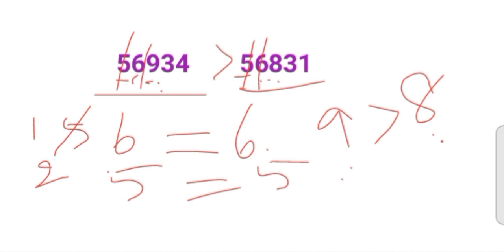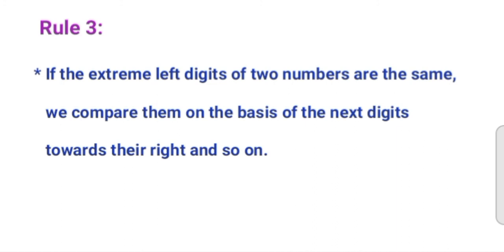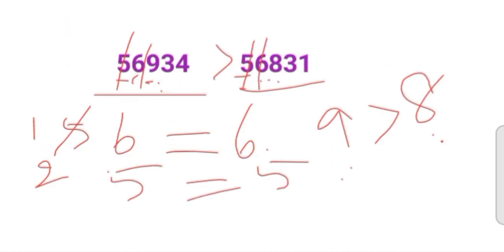Do you understand? So this is the third rule. First rule, we have to count the number of digits. If both the numbers have the same number of digits, we can use the second rule. So we have to check the last number. If that number is also the same, we can go to the third rule. If the extreme left digits of two numbers are the same, we compare them on the basis of the next digits towards their right and so on. Do you understand?